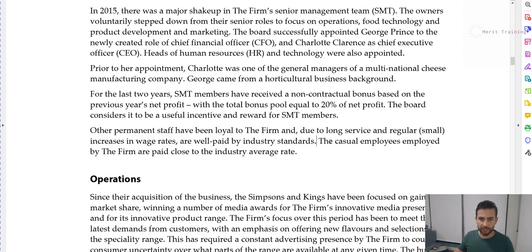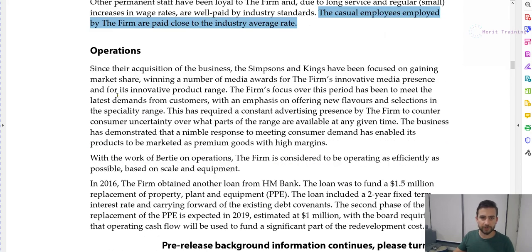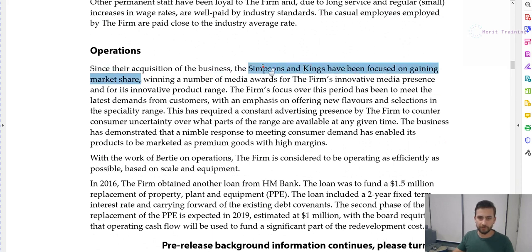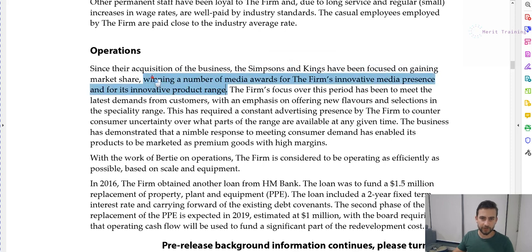Casual employees are paid. I'm just going to copy this as a separate point as well. Okay, next point, operations. So since the acquisition of the business, the Simpsons and Kings have been focused on gaining market share. I'll copy that. Winning a number of media awards for the firm's innovative media presence and for its innovative product range. Copy that as well. The firm's focus over this period has been to meet the latest demands from customers with an emphasis on offering new flavors and selections in the specialty range.